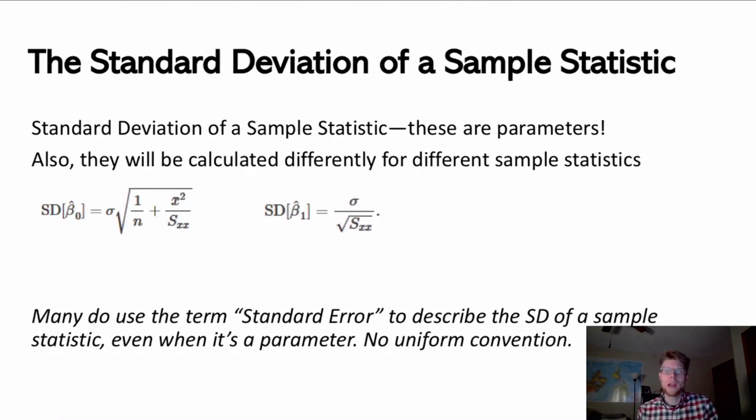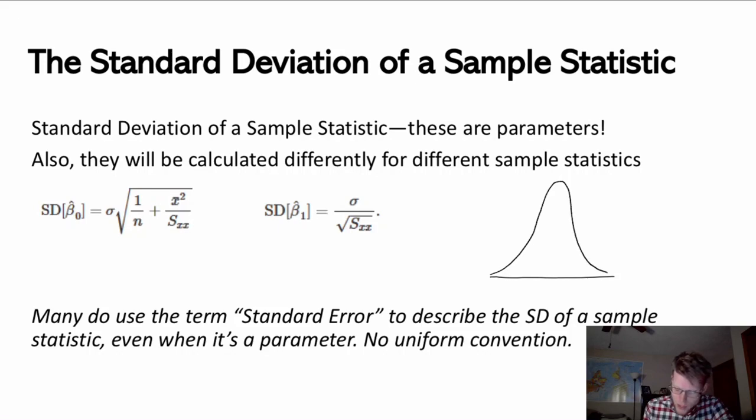Likewise, we can also calculate a standard deviation of a sample statistic. What we mean by that is when we're looking at a sample statistic like beta hat naught or beta hat 1, we recognize that there's a distribution of possible values that I could get for each of those sample statistics.